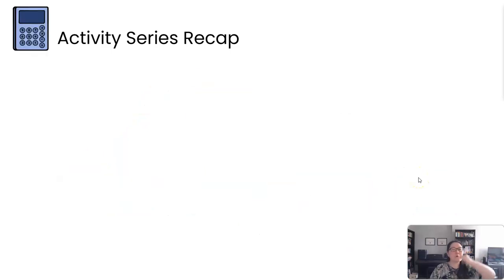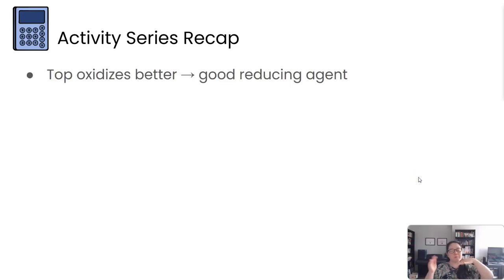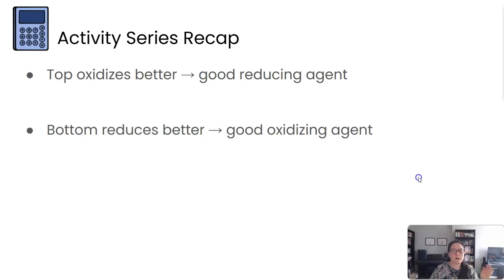So if you're looking at how the activity series is structured, the elements at the top are going to be better at oxidizing. So they will lose their electrons a lot better, which means that they are better reducing agents. And then the ones at the bottom are better at reducing, and so they are good oxidizing agents. Now the structure of your activity series is going to generally match up with your standard electron potential tables as well.